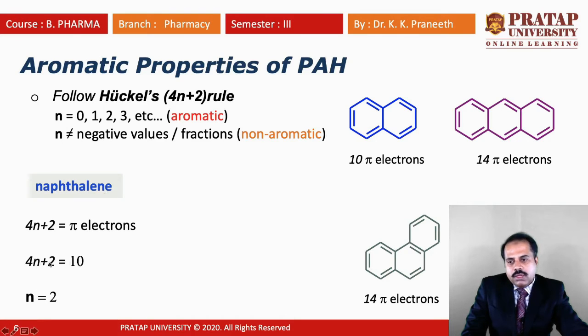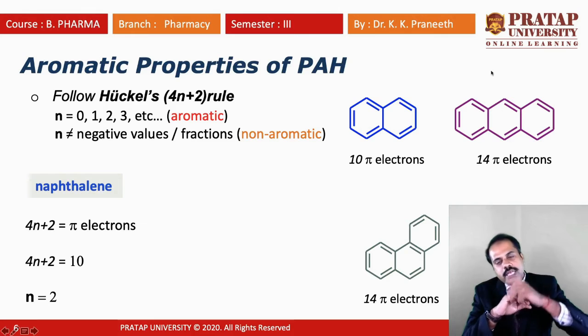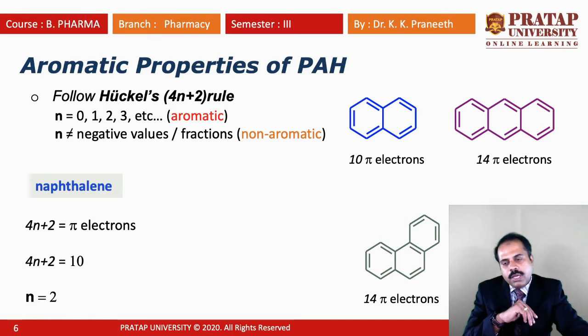So what is the n value? The 2 will go here, and then 4 will come to the denominator, right? So n will be 2: 10 minus 2 is 8, 8 divided by 4 is 2. So n is 2, meaning it comes under the first case, where n is equal to 0, 1, 2, or a positive integer. So naphthalene is an aromatic compound. We found out that naphthalene satisfies all these 4 rules and is an aromatic compound.